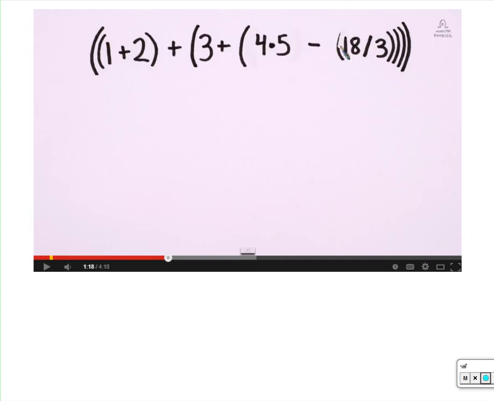Also, if we take away these parentheses, just like we agreed to do multiplication before subtraction, we agreed to do division before subtraction. So now we don't need those parentheses. Okay? Now let's keep working out. Do we need these parentheses? No. Why not?